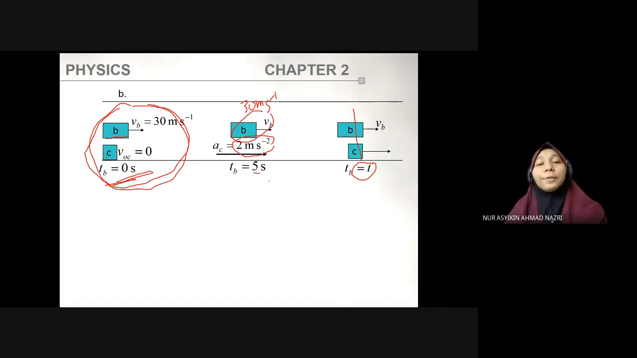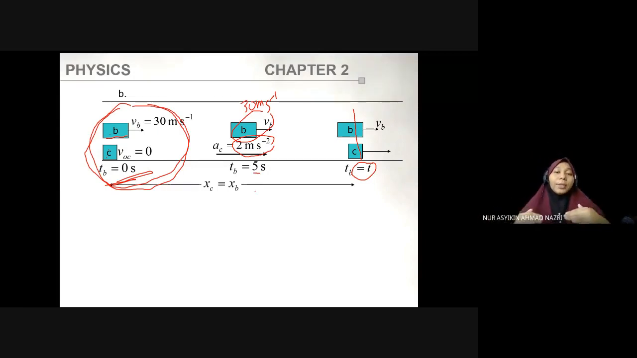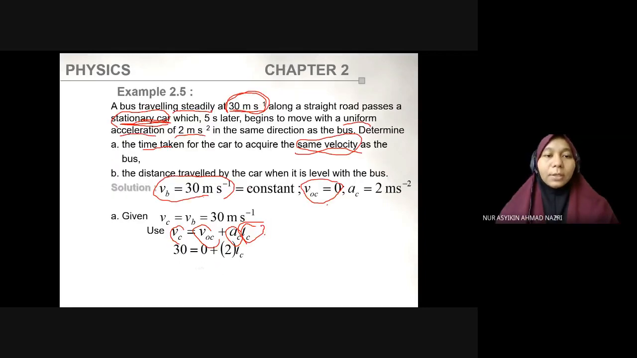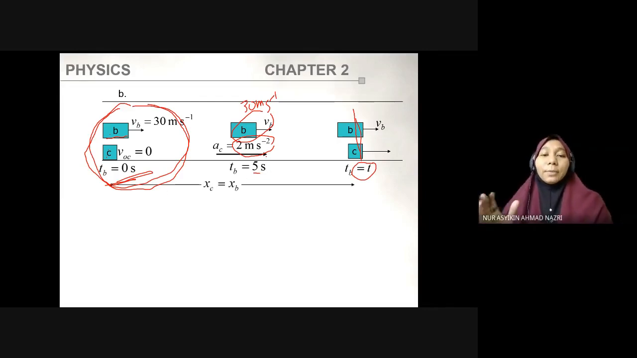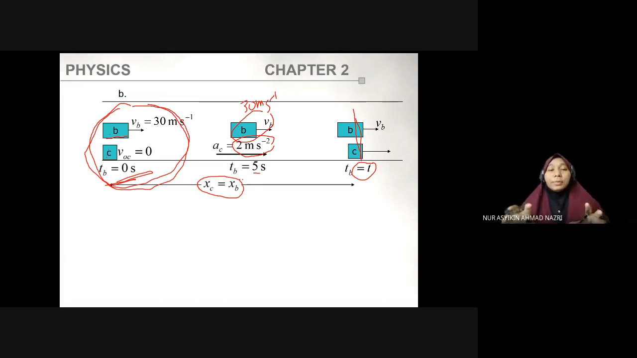So how are we going to solve this? Apa yang kita nak cari di sini adalah the displacement. Dia nak masa ke displacement? Salah. Distance. Masa dia achieve tak akan sama, tapi kita boleh cari level tu sama. So we note it as displacement car dan displacement bus tu sama.